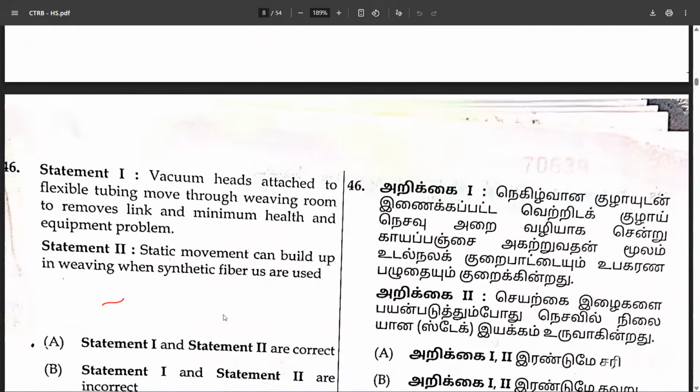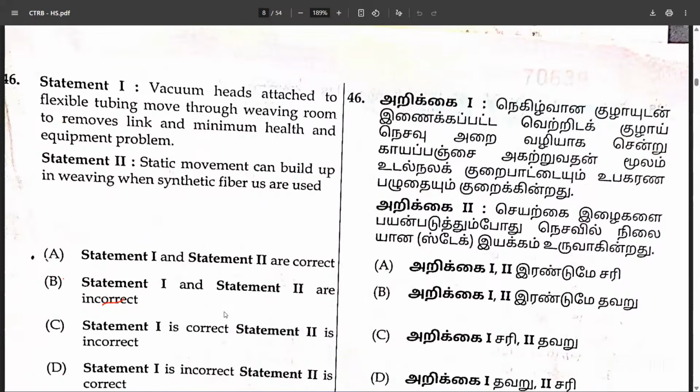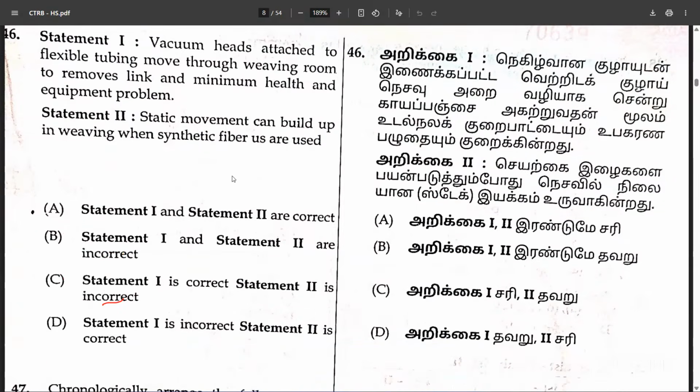Next we come to 46. It is again two statements. Statement one is: vacuum head attached to flexible tubing moves through the weaving room to remove lint and minimize health and equipment problems. Statement two is: static electricity can build up in weaving when synthetic fibers are used. This is a misprint.